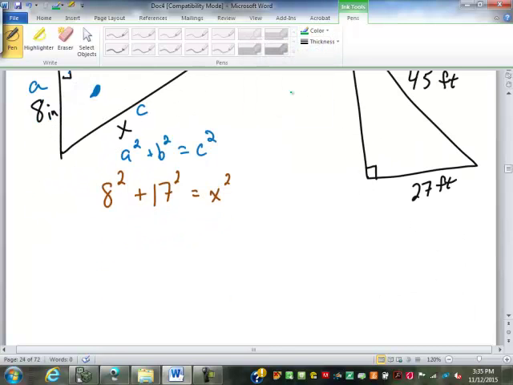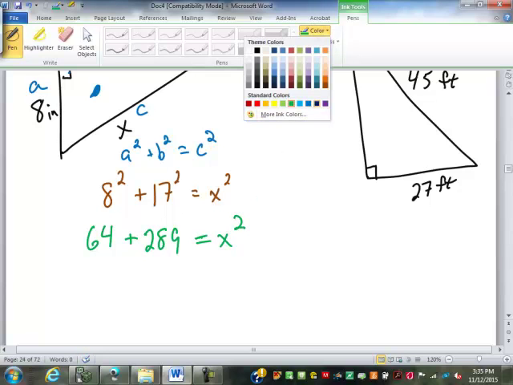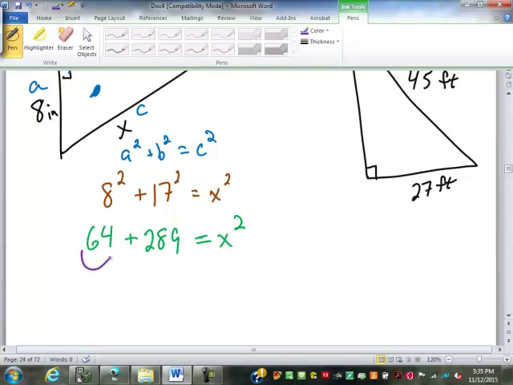Then what do we do? 8 squared is 64. 17 squared, 289. That still equals X squared. And then we got to add them together. 64 plus 289 is 353. And then square root. Square root of 353 is 18.789.